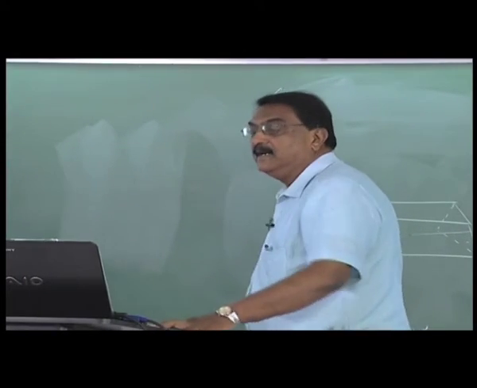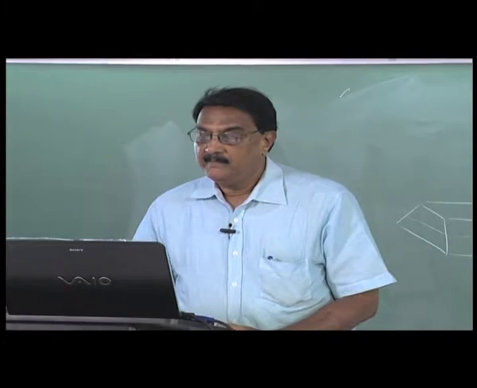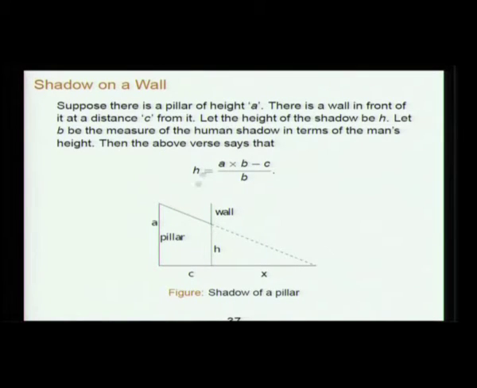So, this is also relevant. He says that there is a pillar of height A, and there is a wall in front of it at a distance C from it. Let the height of the shadow on the wall be h, and let b be the measure of the human shadow in terms of the man's height. Then the above verse says that h is a into b minus c by b. So this is the shadow of a.